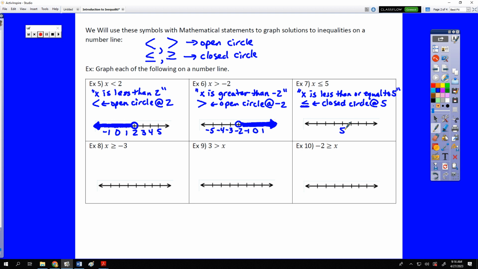A couple numbers bigger, 6, 7, 8. A couple numbers smaller, 4, 3, 2. And at 5, we put a circle, but we fill it in, because we have that or equal to, that is a closed circle. And then it is less than or equal to, so the symbol itself is pointing to the left, meaning we shade left.